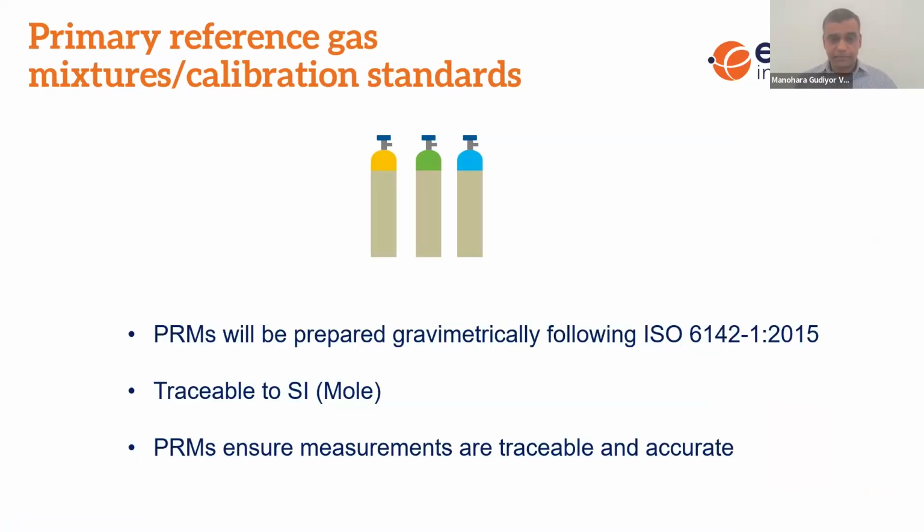Next one, please. So what we do typically, this is a simple slide. We develop a primary reference material gravimetrically following an ISO standard, and our standards are traceable to the SI system. Primary reference materials ensure the measurements are traceable and accurate. Next slide.